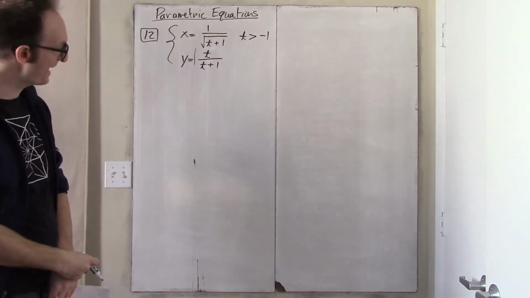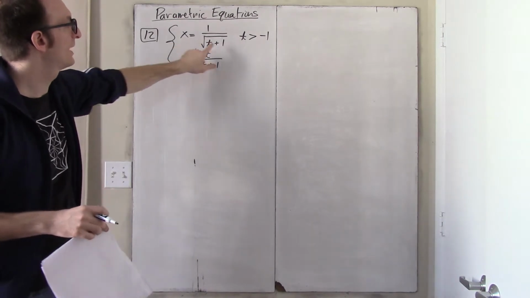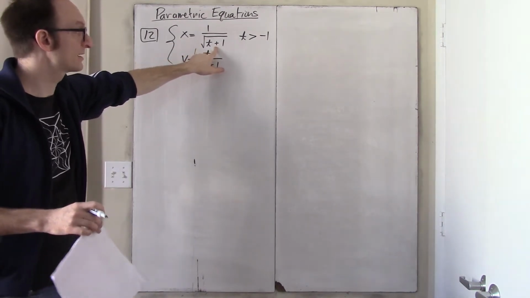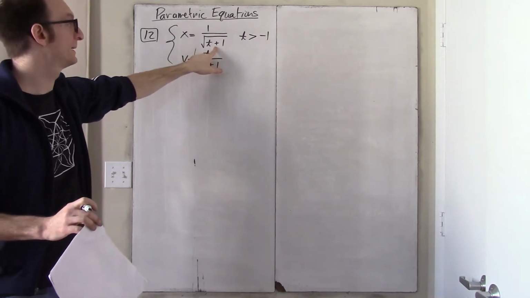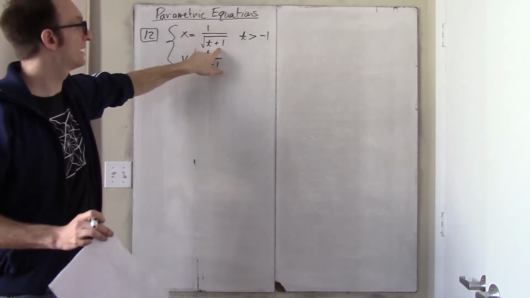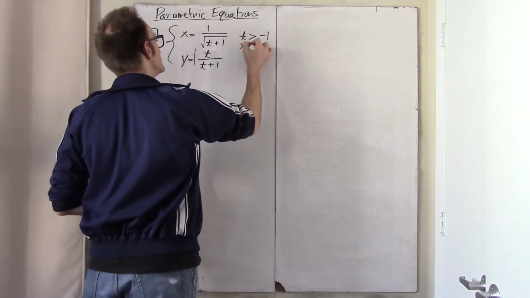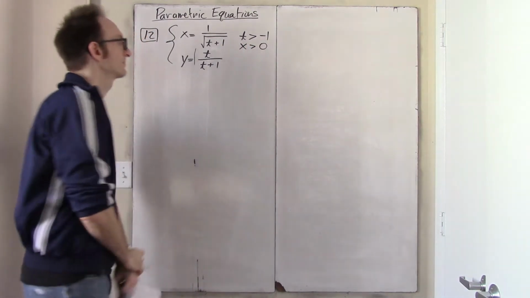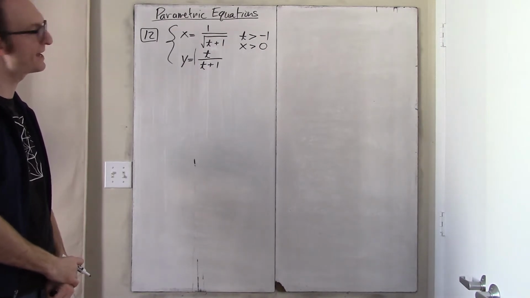Okay, what can I say about x? Well, the denominator is guaranteed to be positive because the square root function always outputs a positive number. So if the square root of anything is positive, then 1 over that thing will also be positive, and so x has to be positive. In fact, I might even be able to say something stronger, but I don't think so.